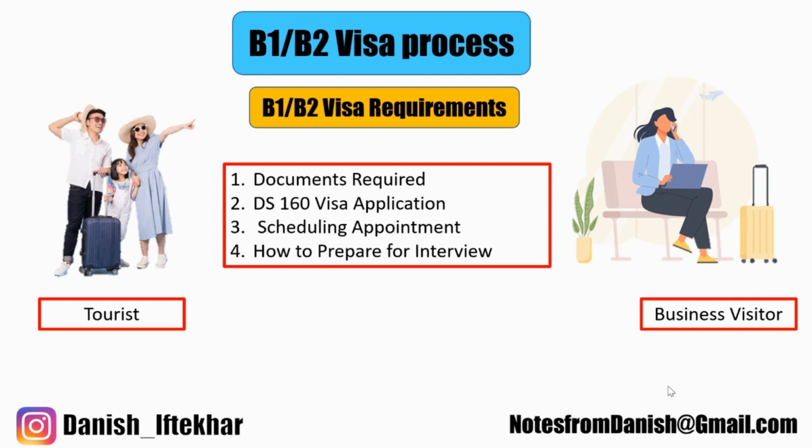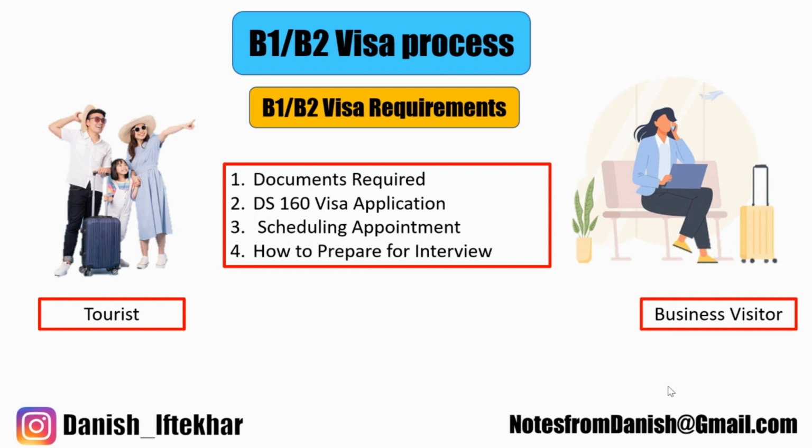First, get all your documents ready. And after you get all your documents ready, you need to apply for DS-160 for the B1 B2 visa. Once you apply for DS-160, you need to schedule an appointment for the visa interview and biometrics. After you schedule the appointment for the visa interview and biometrics, you finally attend the interview. So these are basically the four steps. So you need to fill your visa application and then you need to give your visa interview.